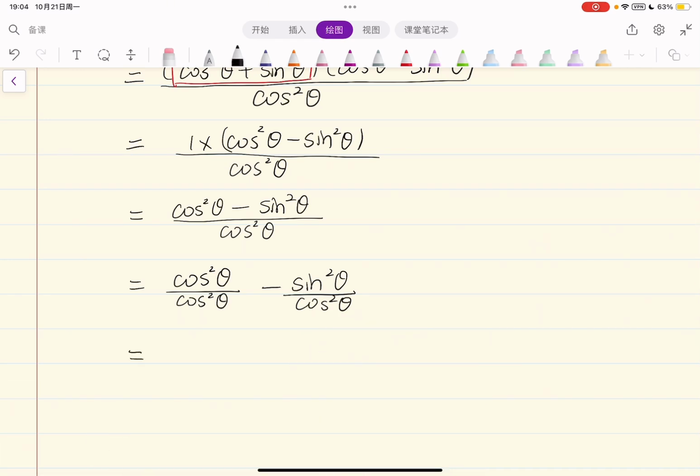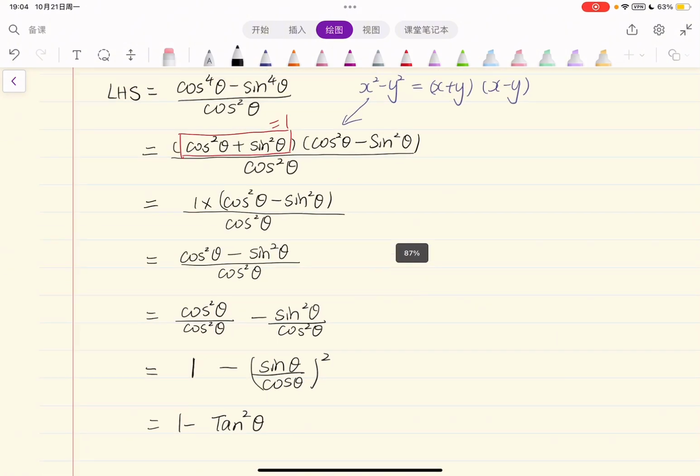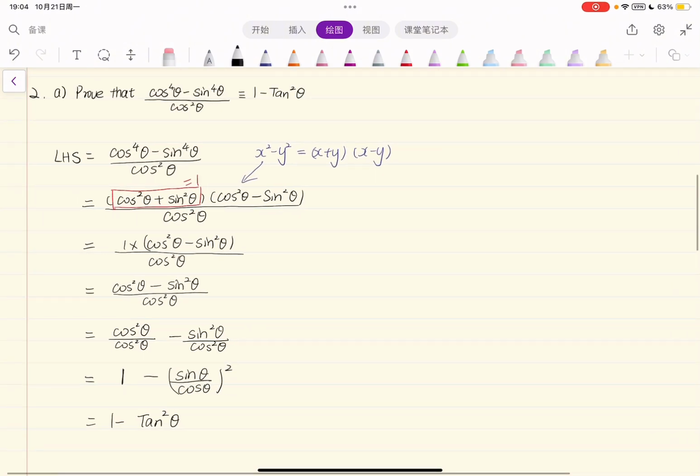And cosine squared over cosine squared, that is 1. Then minus sine squared theta over cosine squared theta, we can write down that as sine theta over cosine theta, and the square of that, which equals 1 minus tangent squared theta. And that equals the right-hand side. So we have proved that.